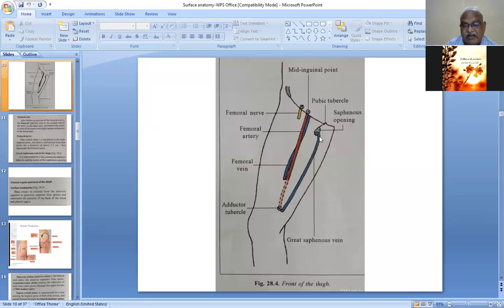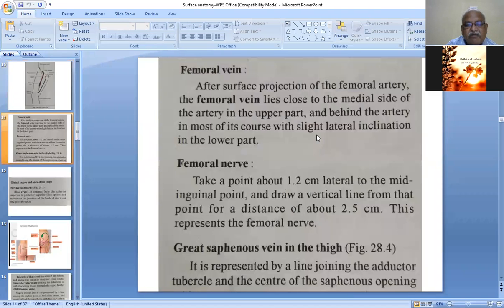Now, great saphenous vein. It is represented by a line up to the lower part of the adductor tubercle, and also the saphenous opening, 2 to 3 centimeters below and just lateral to the pubic tubercle. So the saphenous opening is 2 to 3 centimeters below and just lateral to the pubic tubercle, and a line joining it to the lower part of the adductor tubercle is represented by the great saphenous vein.